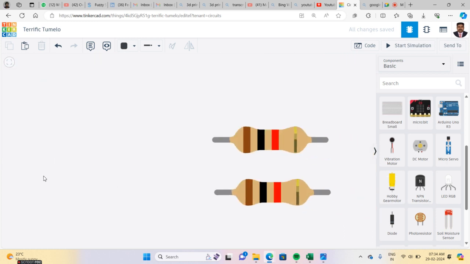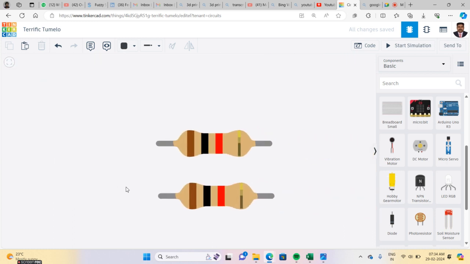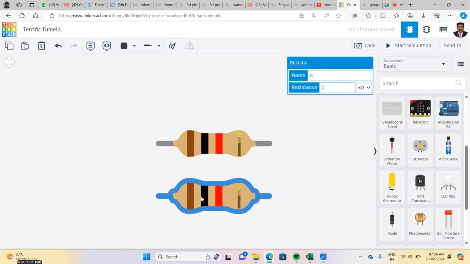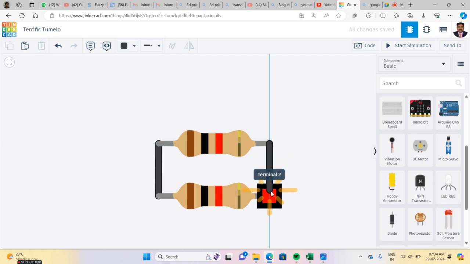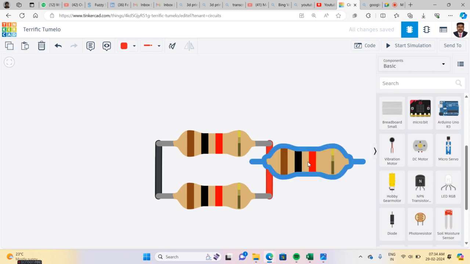But what is parallel connection? Here you have two common points. Here we are going to make two common points. Understood? This is one common point, this is another common point.